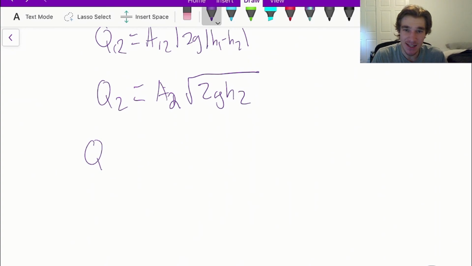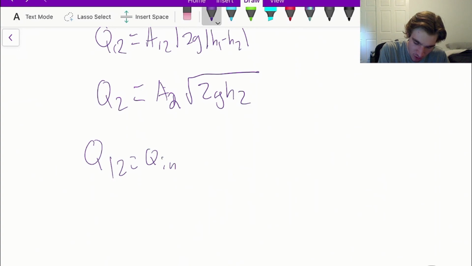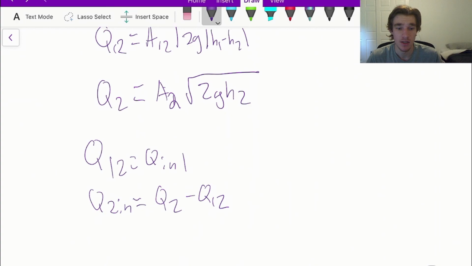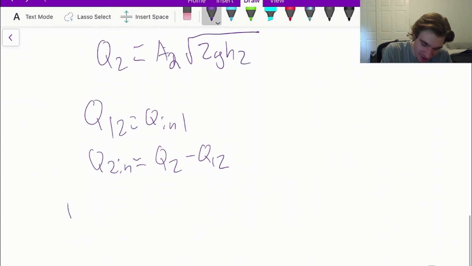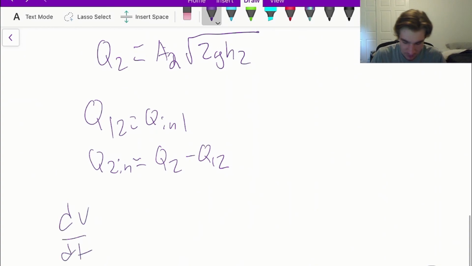So at steady state, we know that Q12 is going to be equal to the Q in 1 stream, and the Q2 in stream is going to be equal to Q2 minus Q12. Now that will help us in just a moment when we're trying to find our dV dt. So those two equations are at steady state.